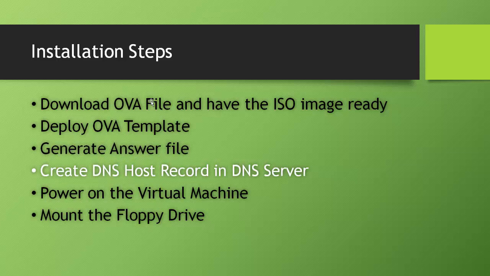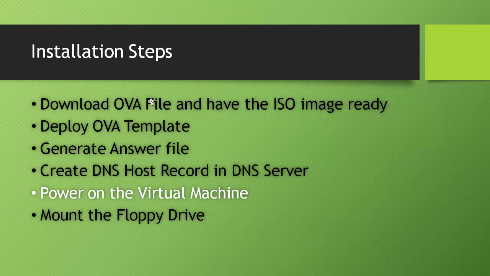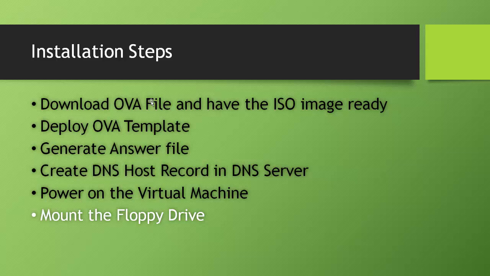And we would be creating the DNS host records in the DNS server. And once we're done with those steps, we will power on the virtual machine. We'll mount the floppy disk so that it can pull the XML file for the installation.